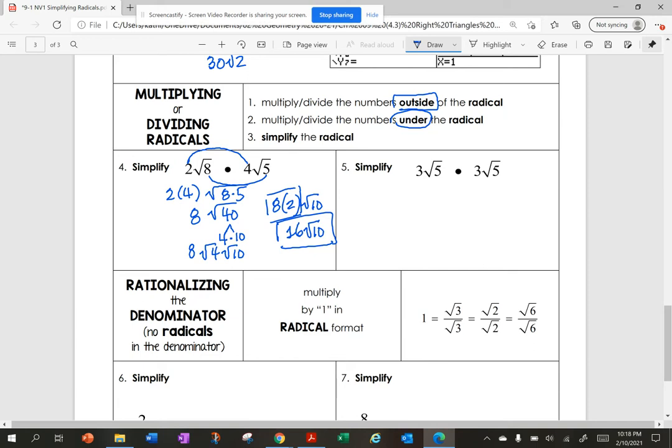Okay, so next, let's try multiplying 3 times the square root of 5 times 3 times the square root of 5. What happens when I see the same number twice? So I'm going to multiply 3 times 3 and 5 times 5, right? So 3 times 3 is 9, but I don't want to multiply this out because this is actually a perfect square. So this is going to be 9 times 5, which is 45.